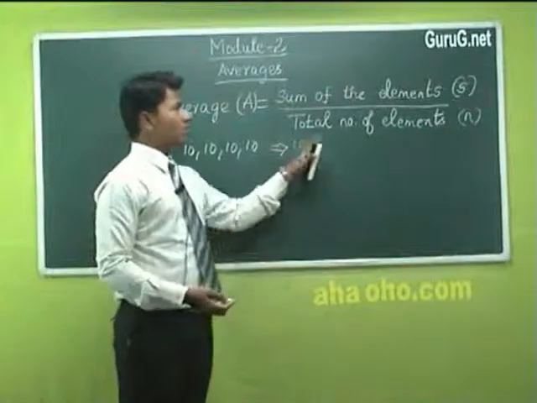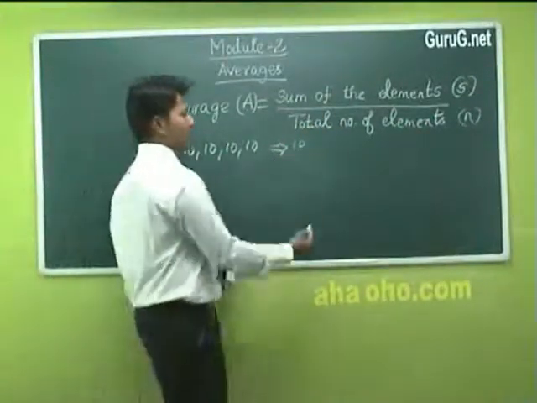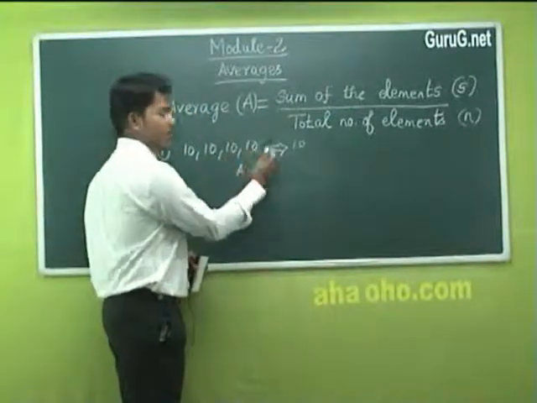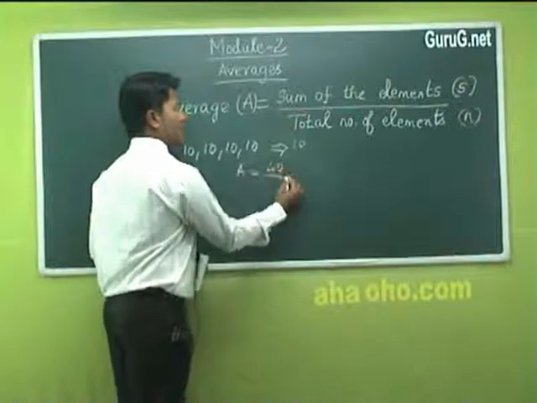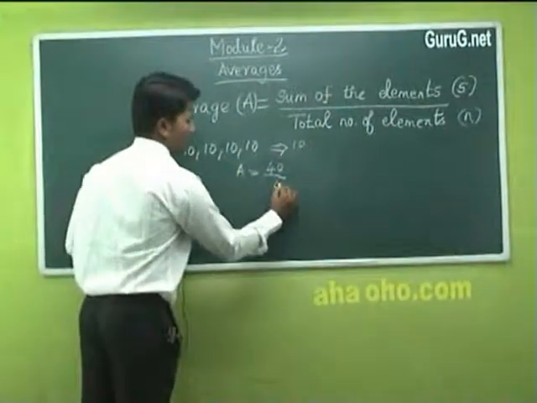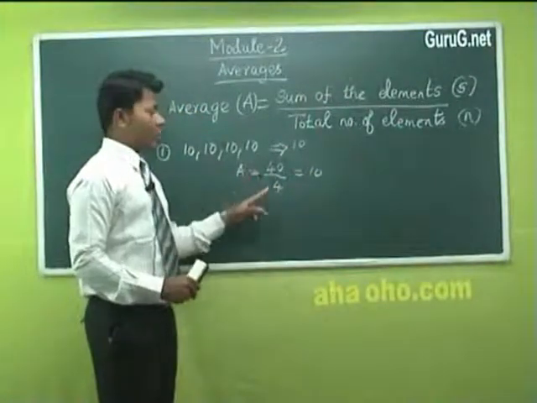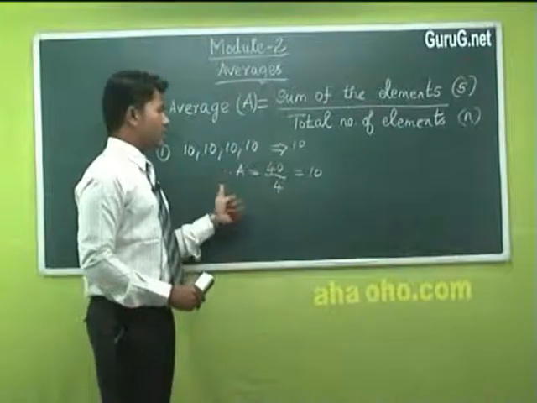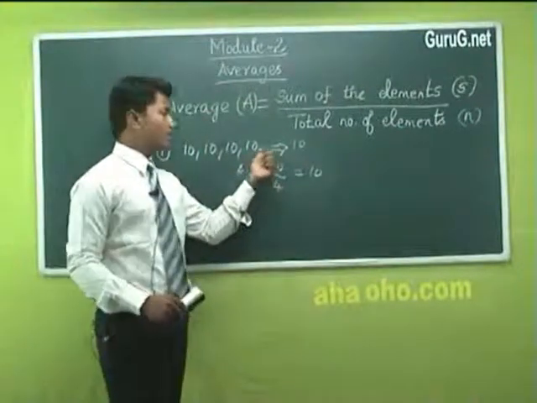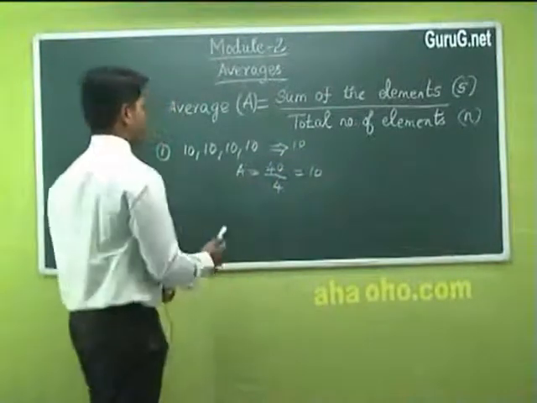You can check it out using your relation. Average is equal to sum by n. So average is 10 plus 10 plus 10 plus 10, that is 40, divided by the number of elements, 1, 2, 3, 4. Average is 10. So instead of going for a mathematical approach, it is obvious that if all the elements are equal in value, then the average is also the same value. Another interesting fact.